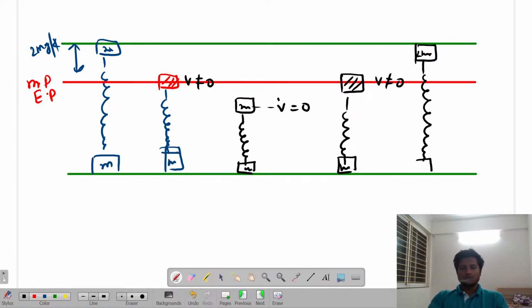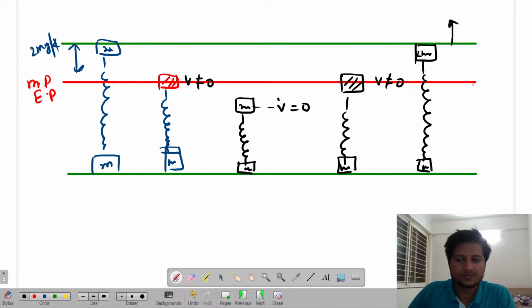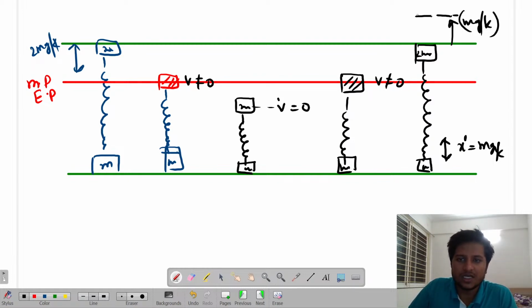Once again it will rise up to which condition? Natural length. Are you able to get me? To lift up, this 2m must go upwards. But to lift up, at least that upward length must be x dash, which is mg by k, right? It needs to rise up how much? Mg by k. So look over there, this 2m has a tendency: if it goes till mg by k, nothing happens to it, right?